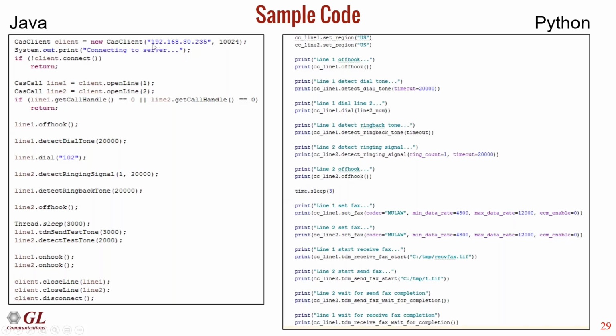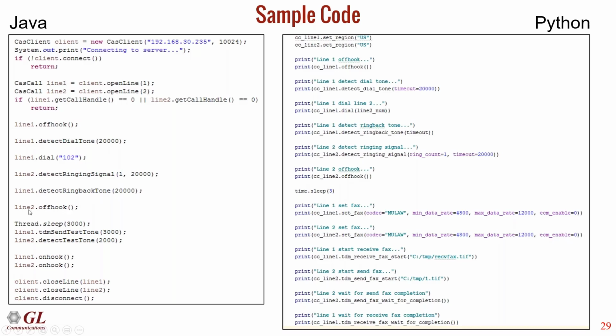For instance, this very top line here is where you type the IP address of the MAPS APS system. So again, like I said, you can connect remotely. As long as the MAPS APS has an IP connection, you can connect from anywhere. You give it the IP address and the port, and then you can connect to that MAPS APS and pass commands. So you can tell it to go off hook, dial a tone, detect the ringing signal, detect the ringback, all that stuff.